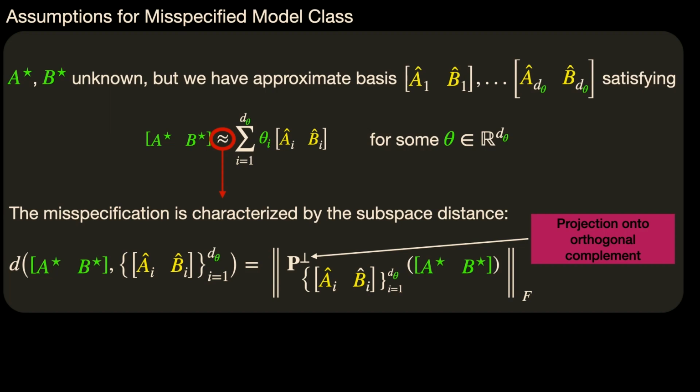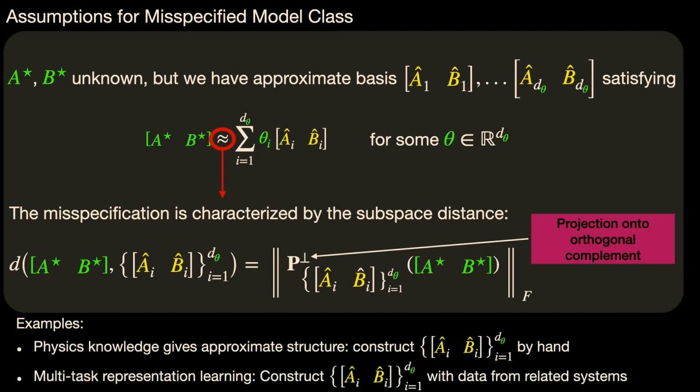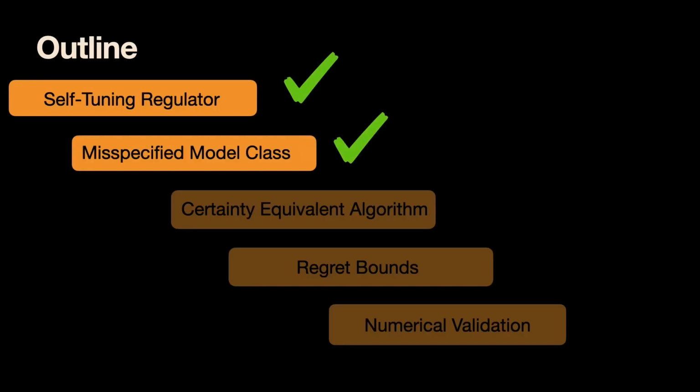Some examples of where this might come from are, firstly, you could use first principles knowledge, so you could construct these by hand using physics models. Alternatively, you could use a multitask representation learning approach where you collect data from multiple related systems and learn these matrices. Okay, so with this definition of the misspecified model class, we're ready to present our algorithm.